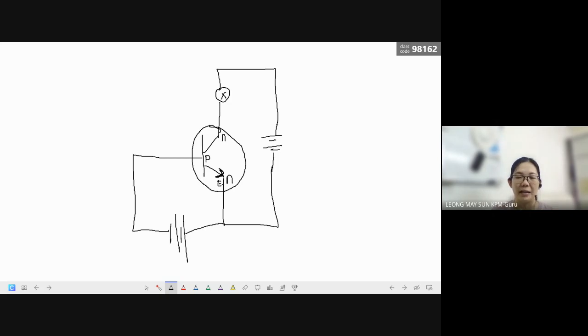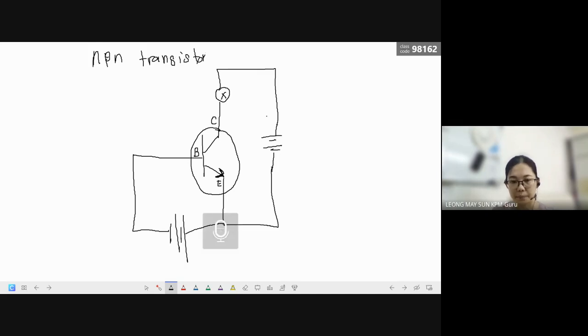Okay, and here the bottom part is the emitter, the top is the collector, the center part is actually the base. So I'm going to erase off the NPN transistor. Now let's determine whether the current flows or not. Can this transistor function? This is the positive and the shorter one is negative.